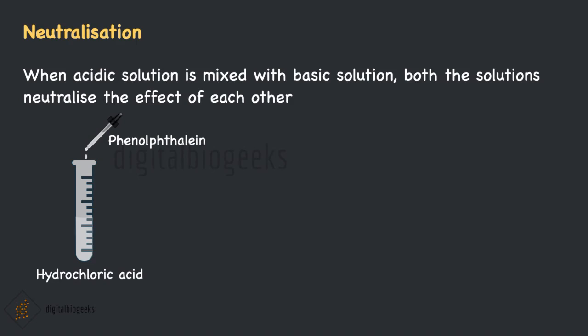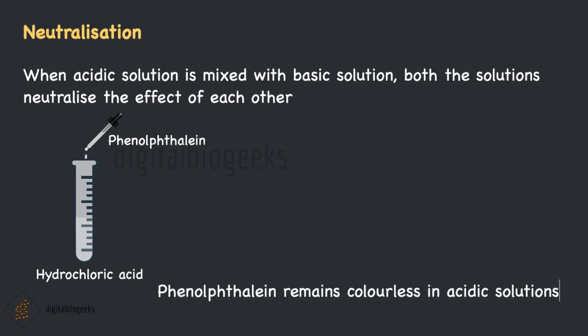We cannot observe any color change as phenolphthalein remains colorless in acidic solution. To this acidic solution, add sodium hydroxide solution with the help of a dropper. Stir the test tube gently. We can see the color of the solution gently changes into pink. Add a few more drops of sodium hydroxide till the solution completely turns pink.